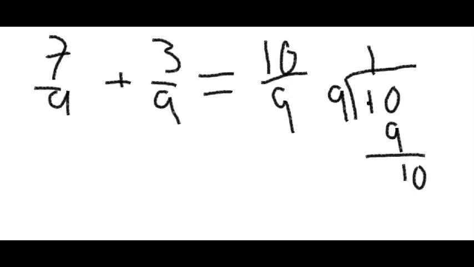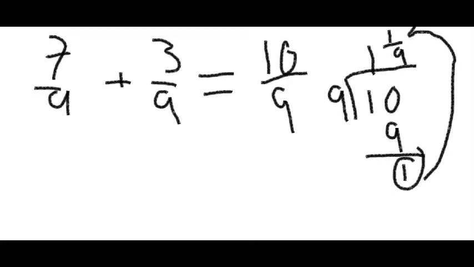So I would put this is 1. I'll write the remainder 1 as 1 over 9. Okay, does that make sense? Because this remainder becomes the numerator, and the divisor becomes the denominator. Alright, so the answer is 1 and 1/9.